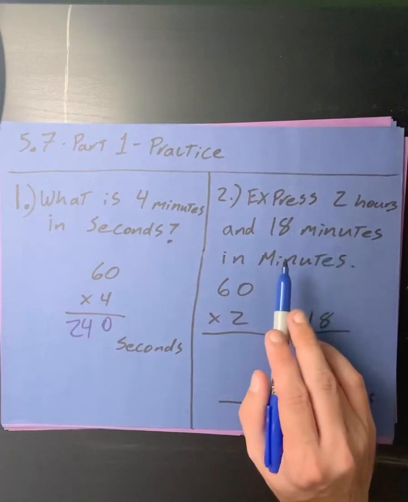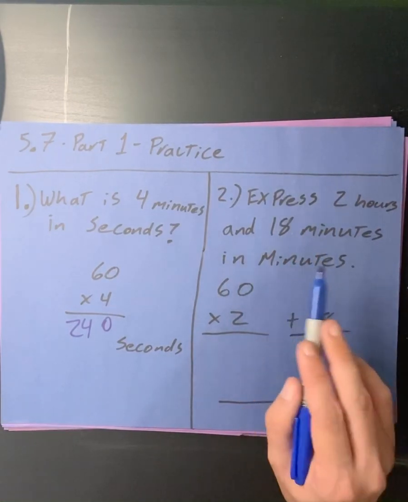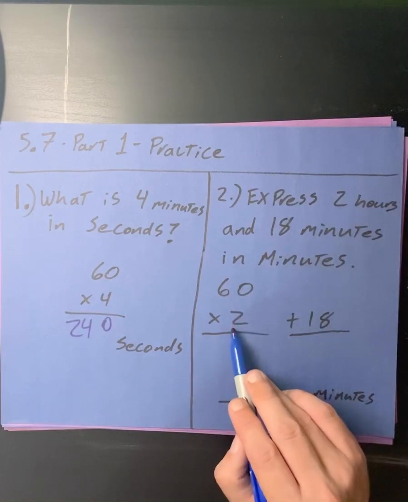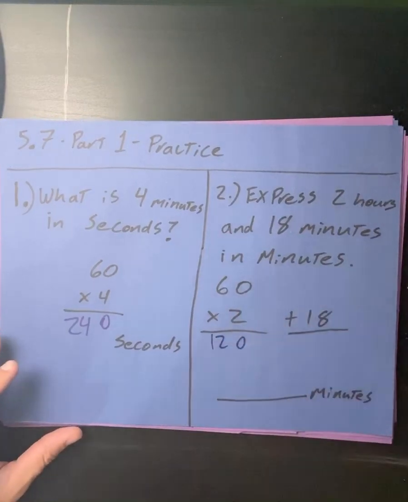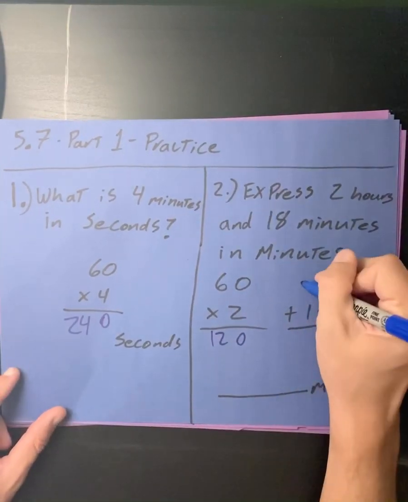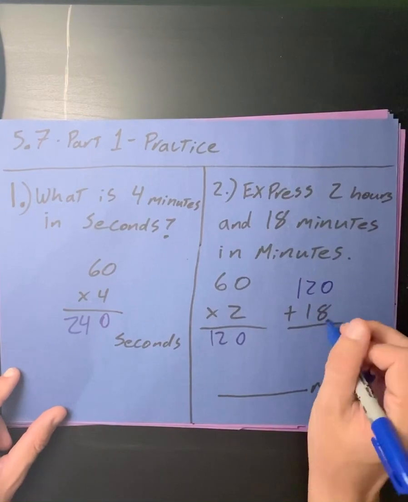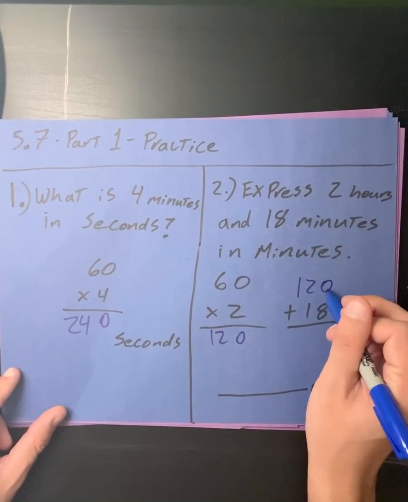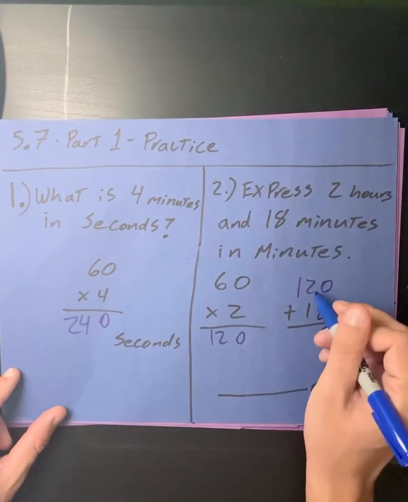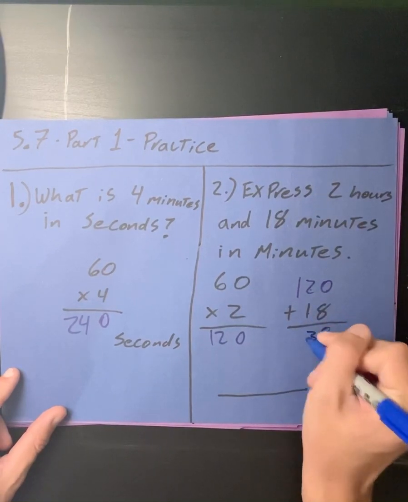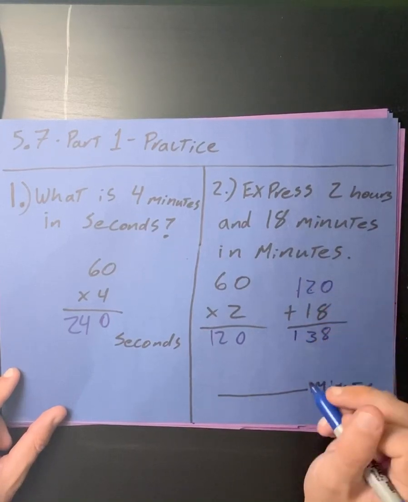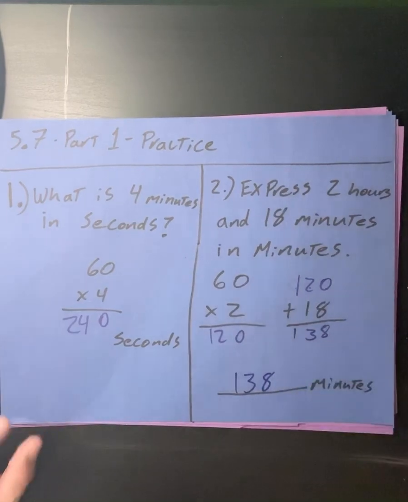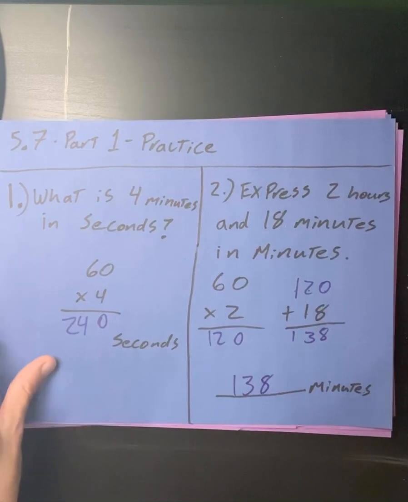To express 2 hours and 18 minutes in minutes, I'm going to multiply 60 times 2, so 2 times 0, 0. 2 times 6 is 12. There's 120 minutes in 2 hours. Add that to the 18 minutes I had left over. Start with my ones place. 0 plus 8 is 8. My tens place, 20 plus 10 is 30. My hundreds place, 100 plus 0 is 100. In 2 hours and 18 minutes, I have 138 minutes. Okay.